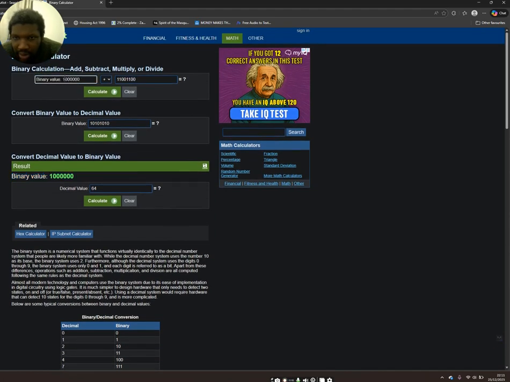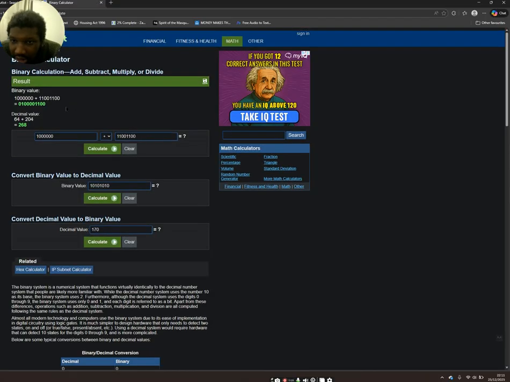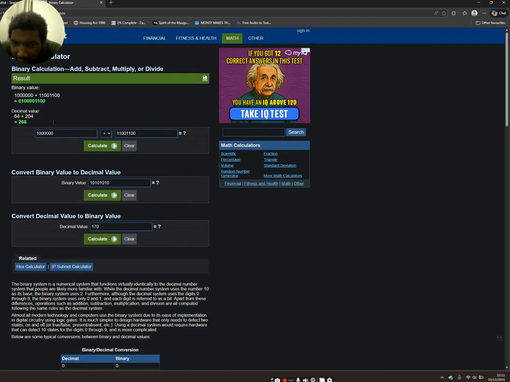This is memory. So the binary value is 100 divided by 74. Basically, I'm trying to do it properly. So the number 64 divided by 4. Let's just type it in.